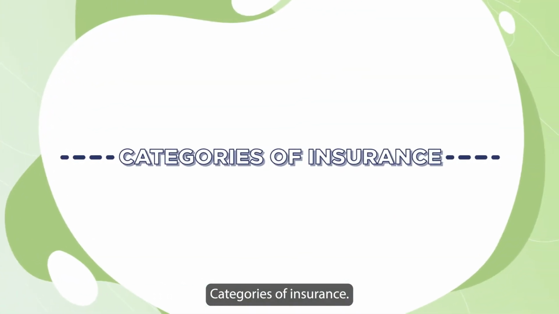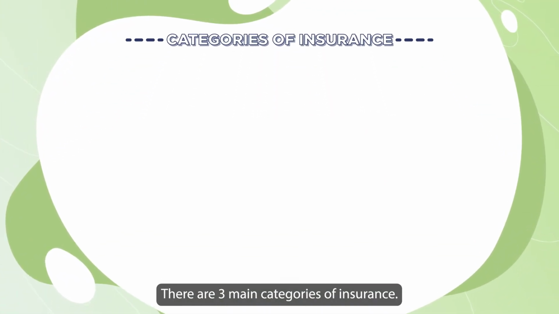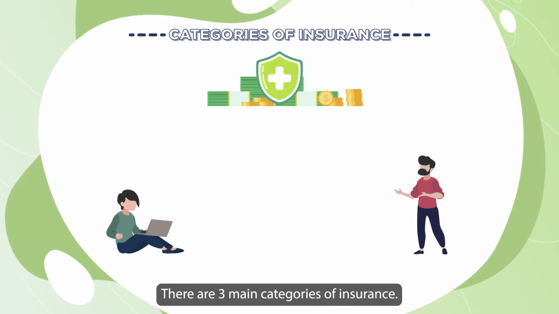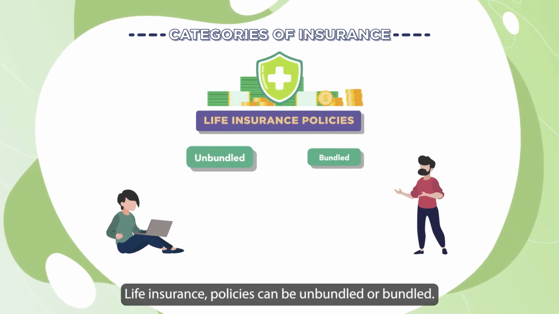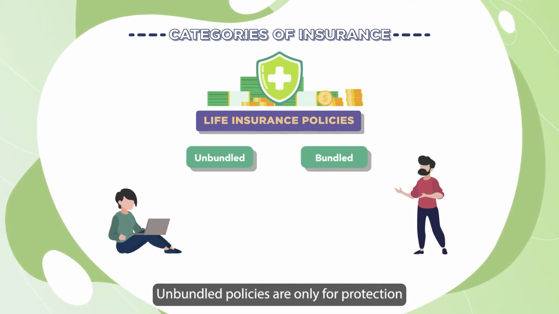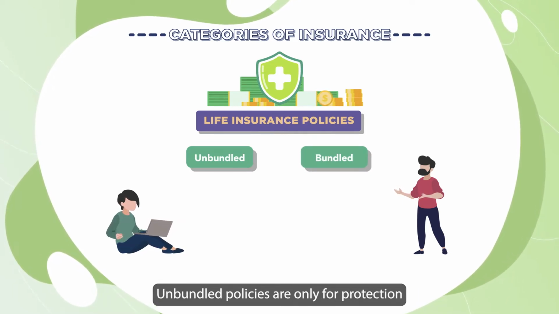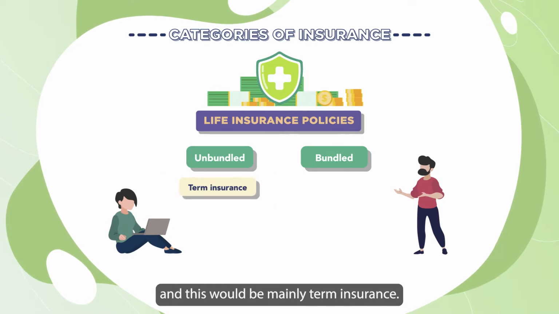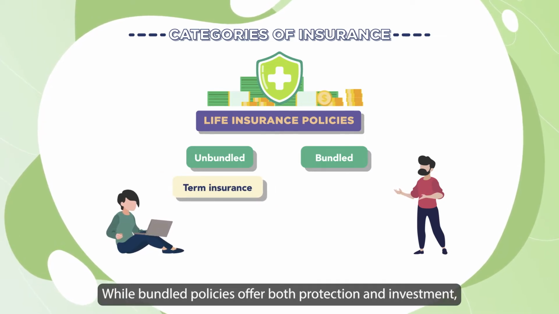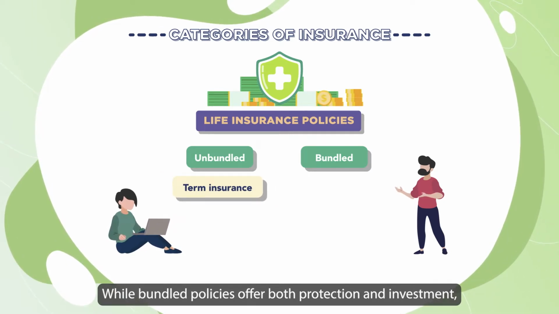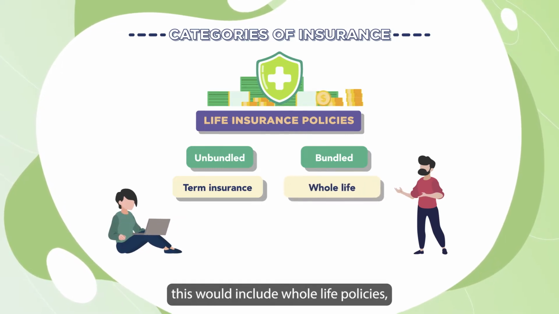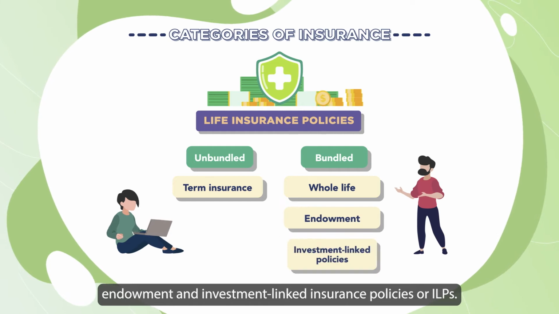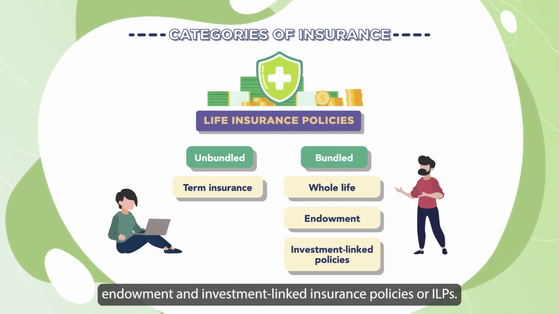Categories of insurance. There are 3 main categories of insurance. Life insurance. Policies can be unbundled or bundled. Unbundled policies are only for protection, and this would be mainly term insurance. While bundled policies offer both protection and investment, this would include whole life policies, endowment, and investment-linked insurance policies or ILPs.